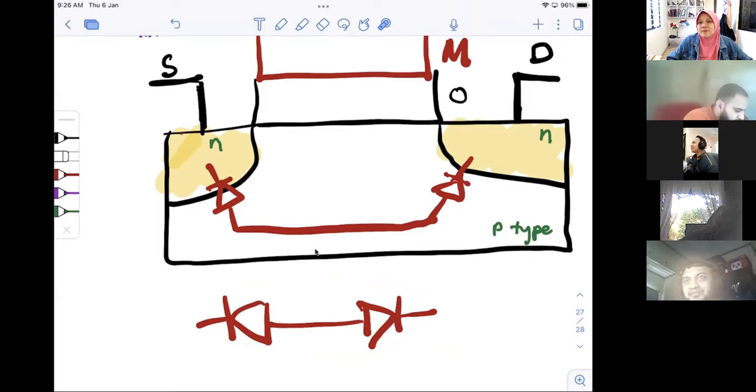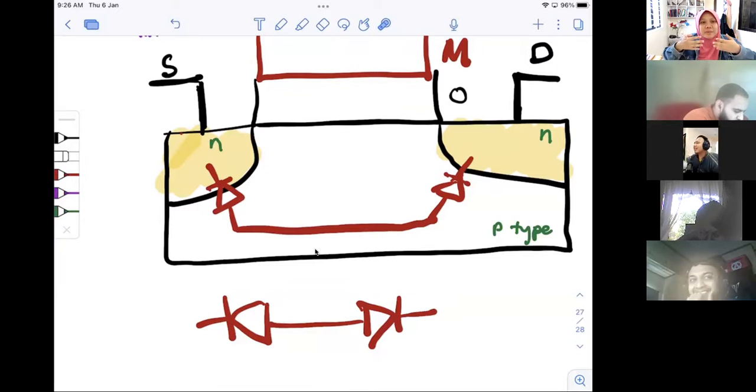Wait, wait. Can current flow, no? Yes. MashaAllah. Yes, how? Maybe it's a miracle that will happen. How will the current flow? You know it's wrong. So how is it possible, brother?